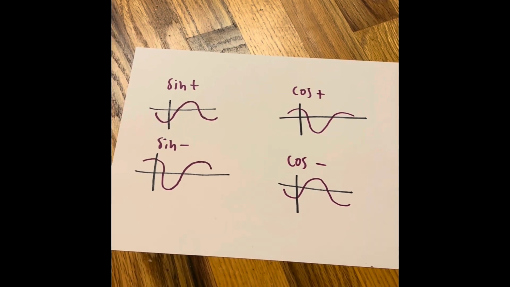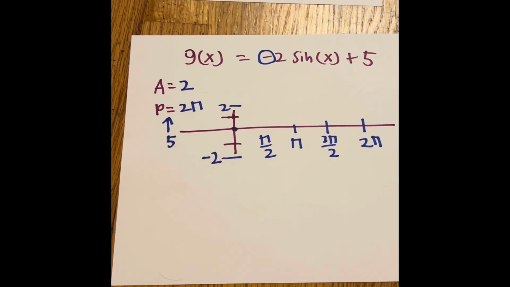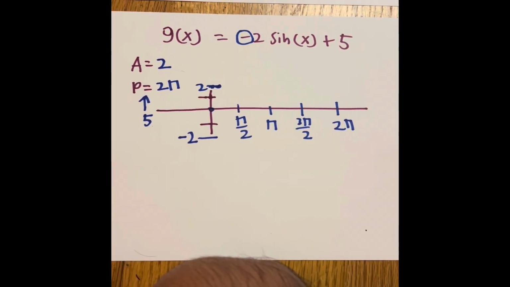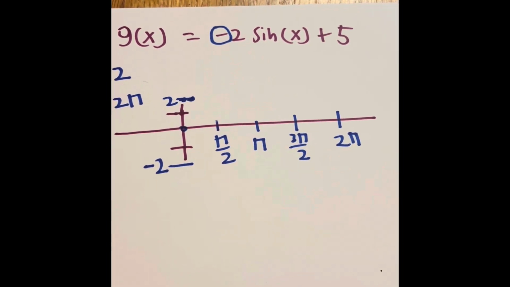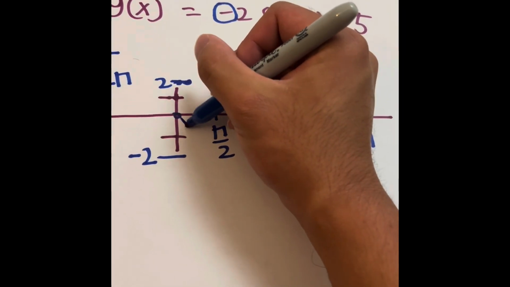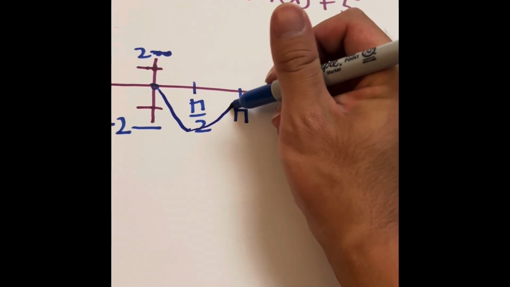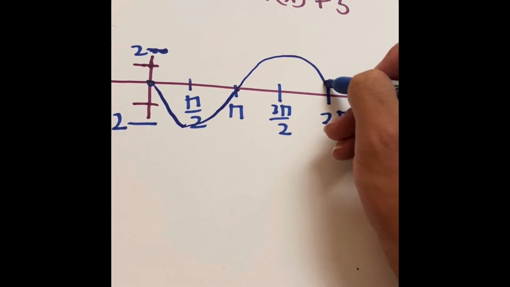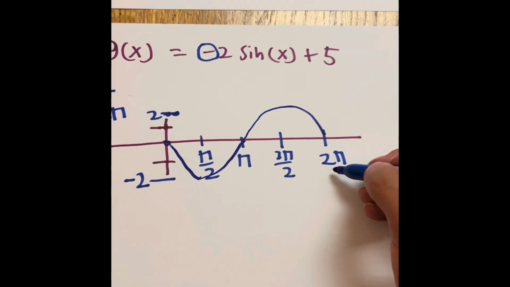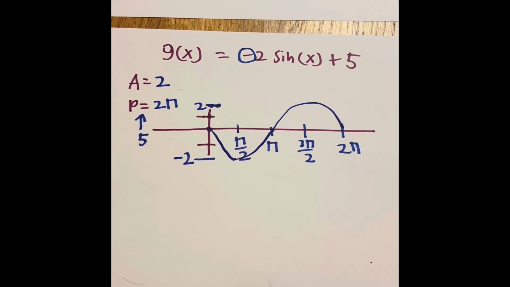So right over here, this is not going to be a normal sine wave. Instead, it's going to be negative. So what we're going to do is we're going to start right here. And then we're going to go down under pi divided by 2. Then we're going to go right back up to pi. Then go up. Then go and finish at 2 pi. So that is what the graph is going to look like.